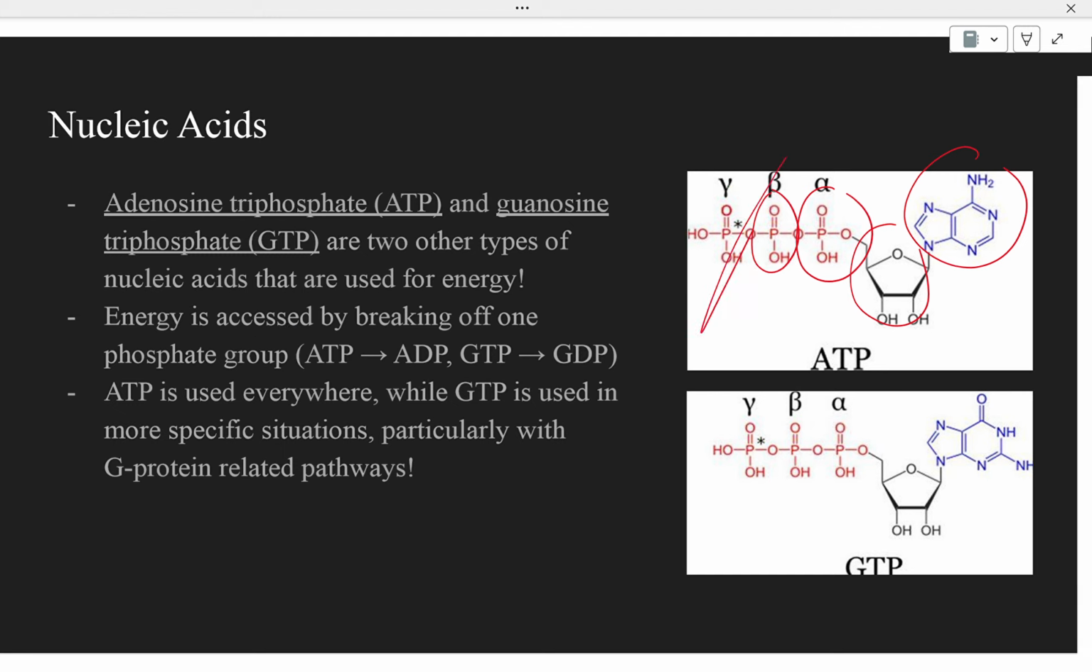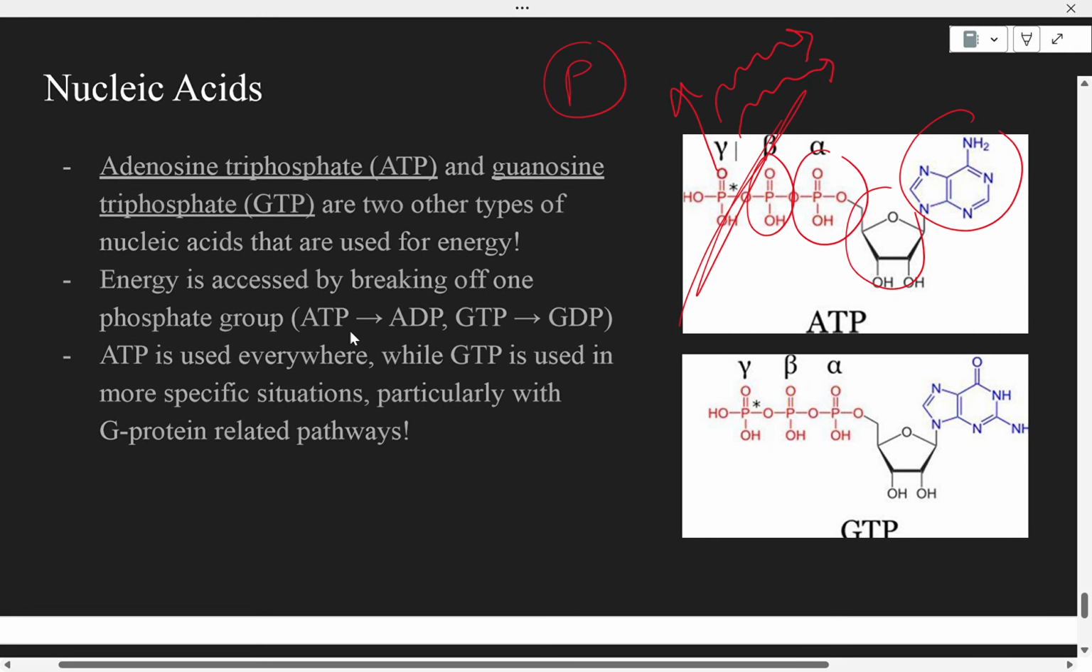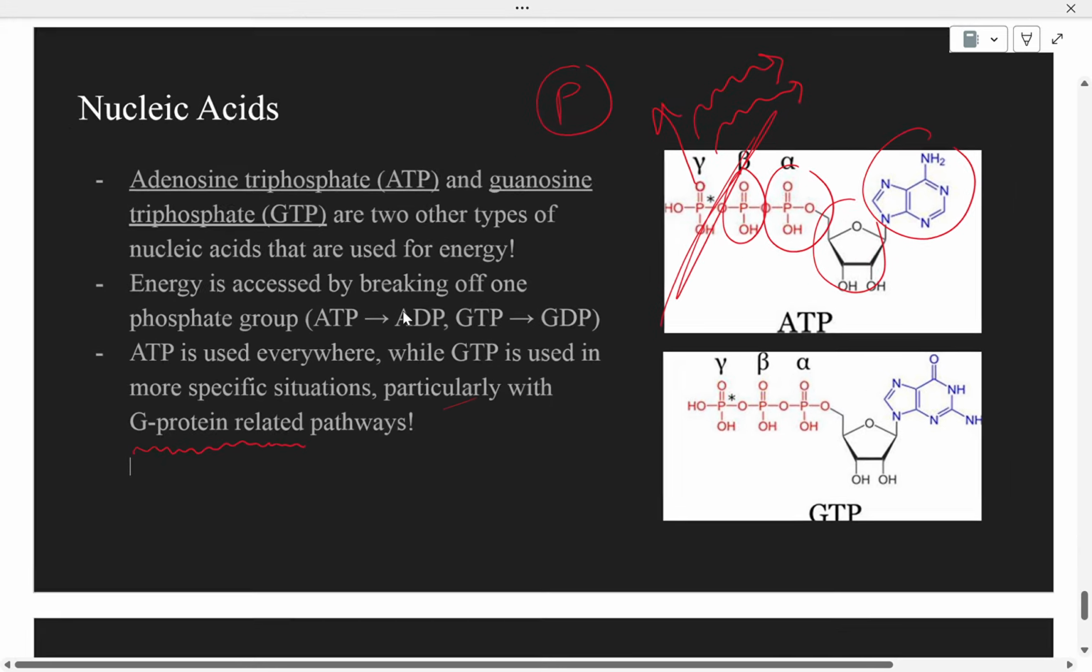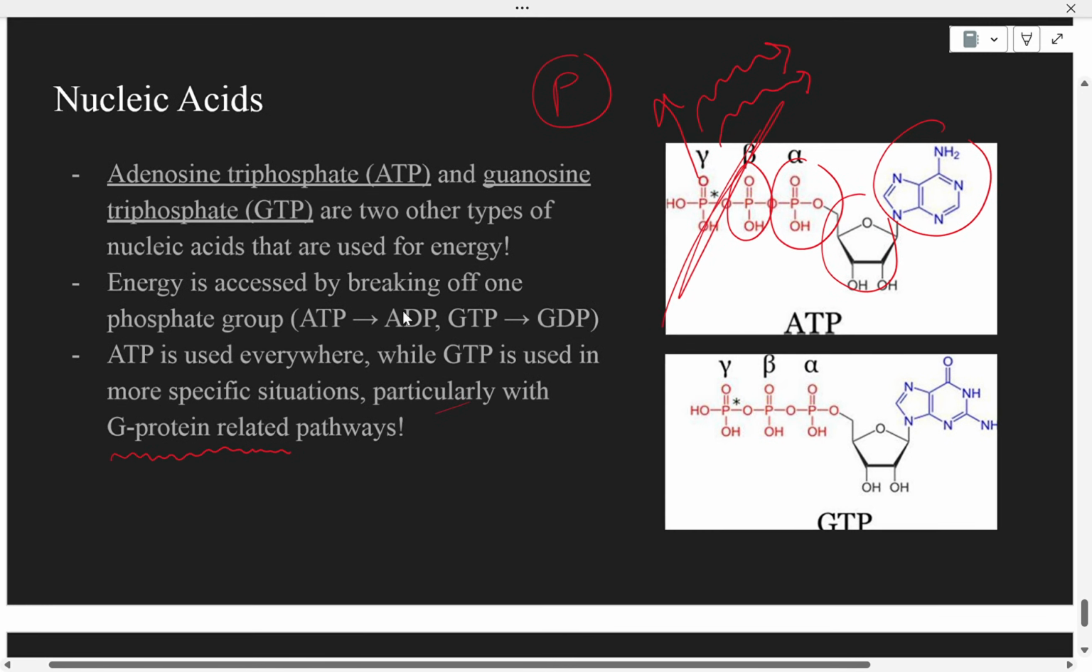So what we do is we'll cut off one of these P's. That'll release some amount of energy that we can use for other processes in the cell. So ATP triphosphate to ADP diphosphate, okay? And then GTP to GDP as well. And then the difference between these two, ATP is used everywhere throughout the cell. It's the most common form of energy storage, while GTP is used in more specific situations, specifically those related with the G protein receptor pathways, which you might not learn about.